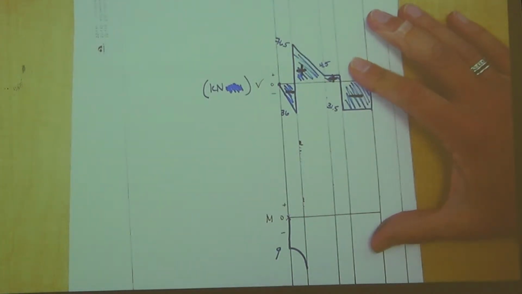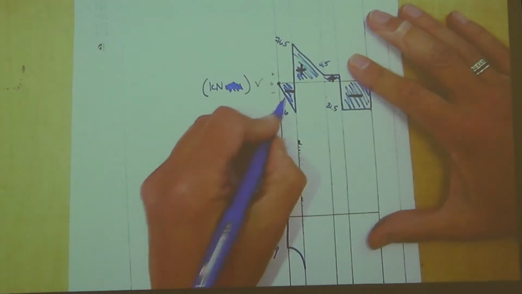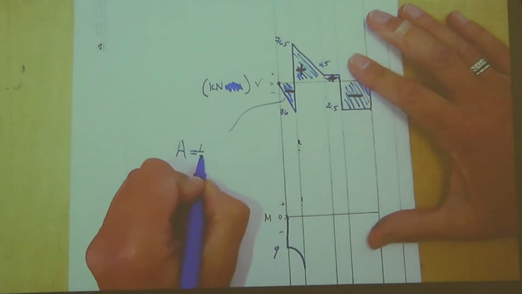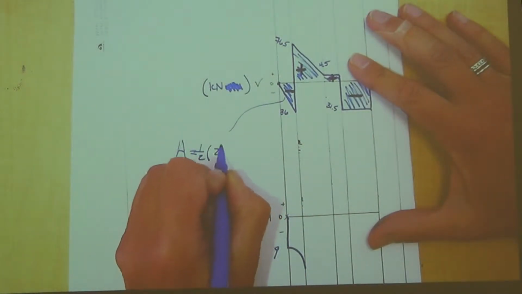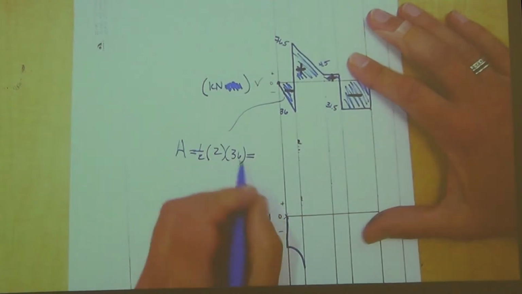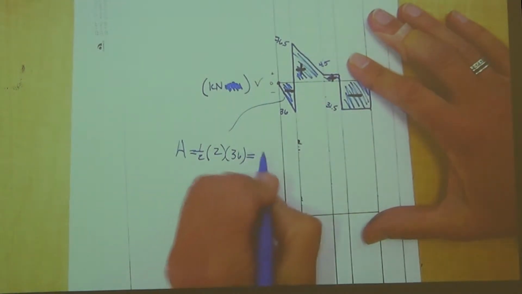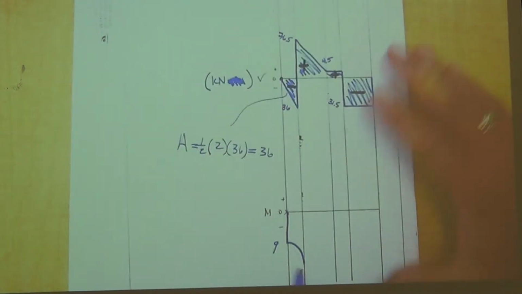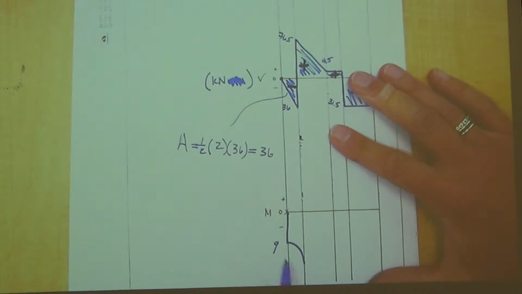So it goes down like this. And what does it go down to? What's this area? 1/2 base, which is 2, times height, which is 36. So what's the area? 36? Yep. So it's 36, so 36 plus 9 is 45.